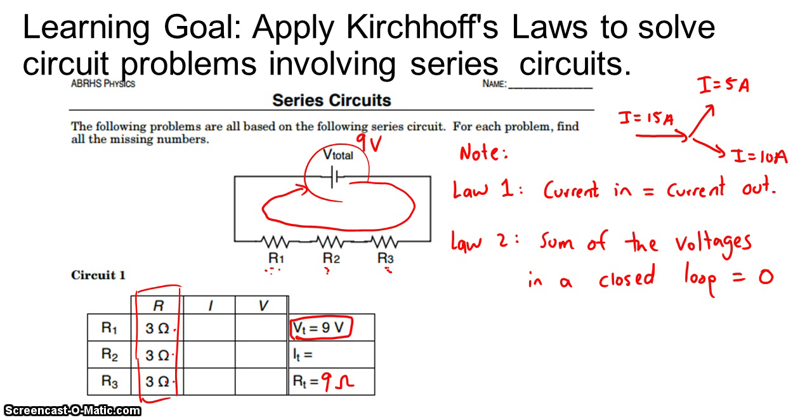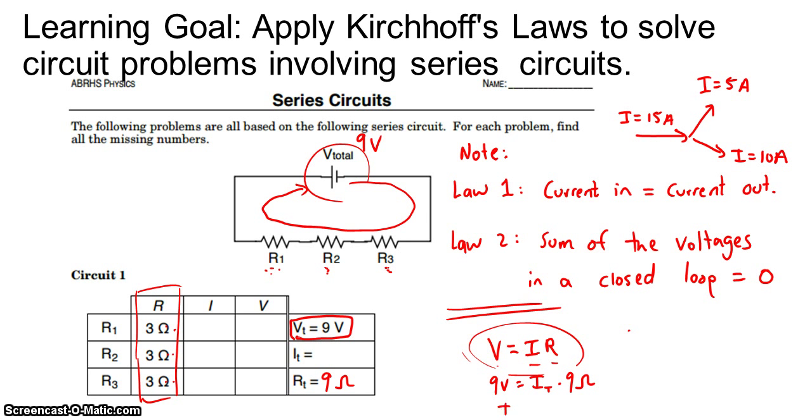The last one that we can apply is Ohm's law, which says for an ohmic material, voltage is equal to current times resistance. So we can apply that to this, our total battery here. We have 9 volts is equal to I total times 9 ohms. So my current must be 1 amp.